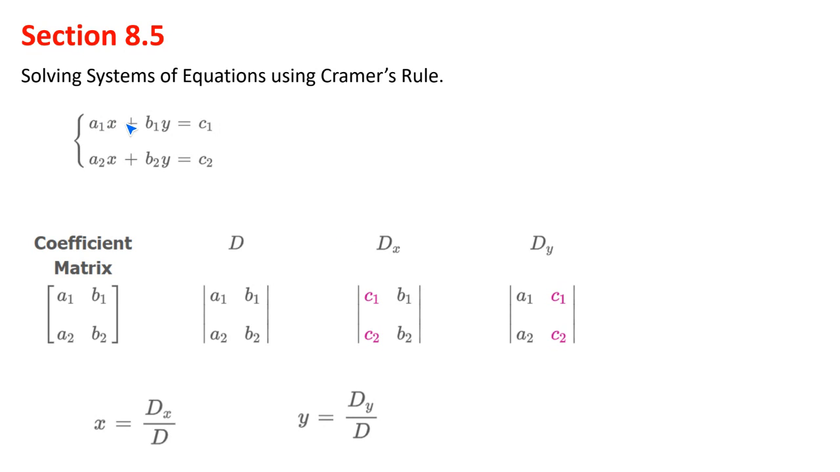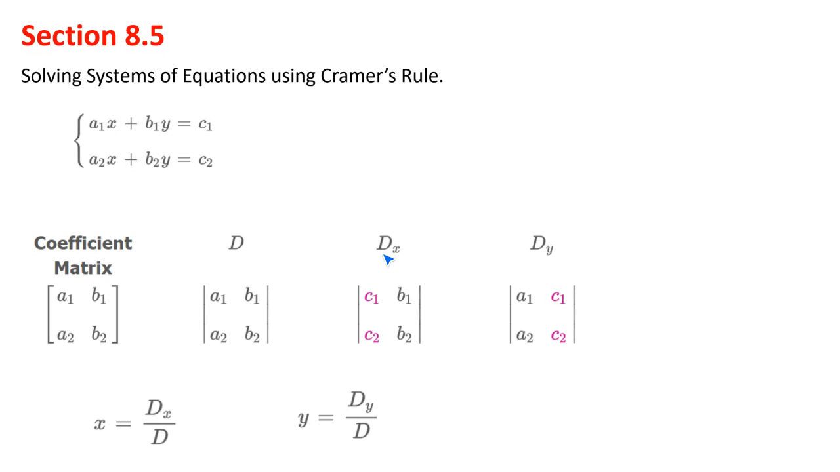So here's your system. In order to use determinants, we use Cramer's rule, and that tells us that we're going to do the following. You're going to have your coefficient matrix, which are just the coefficients, A1, B1, A2, B2. Then we're going to find the determinant of the entire matrix. So this is just where you multiply A1 times B2 and then subtract B1 times A2.